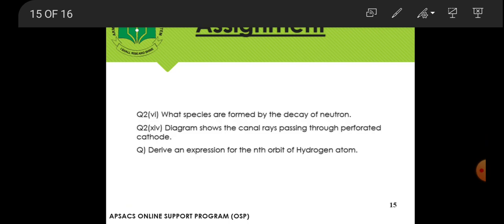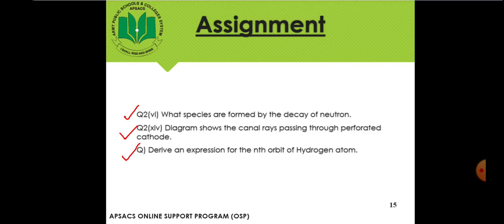Yes students, your assignment is question number 2 part 6. Which species are formed by the decay of neutron? We have discussed this in the properties of neutron. Question number 2 part 14. You have to answer the questions by looking at the diagram. Question number 3. You have to derive an expression for the nth orbit of hydrogen atom.